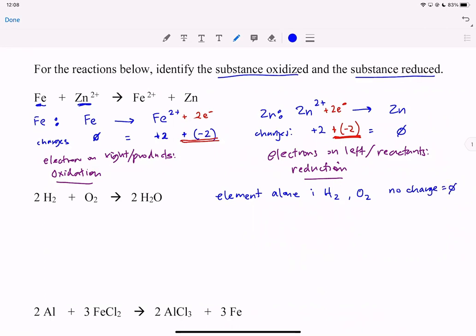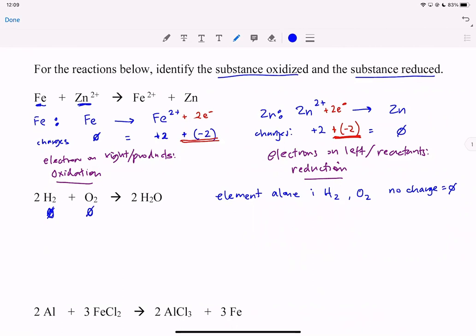So this hydrogen is a 0. It's not an ionic compound, so the hydrogen atom has a 0 charge value. Same thing for oxygen in O2. It's not an ionic compound, so that oxygen atom has a 0 charge value.